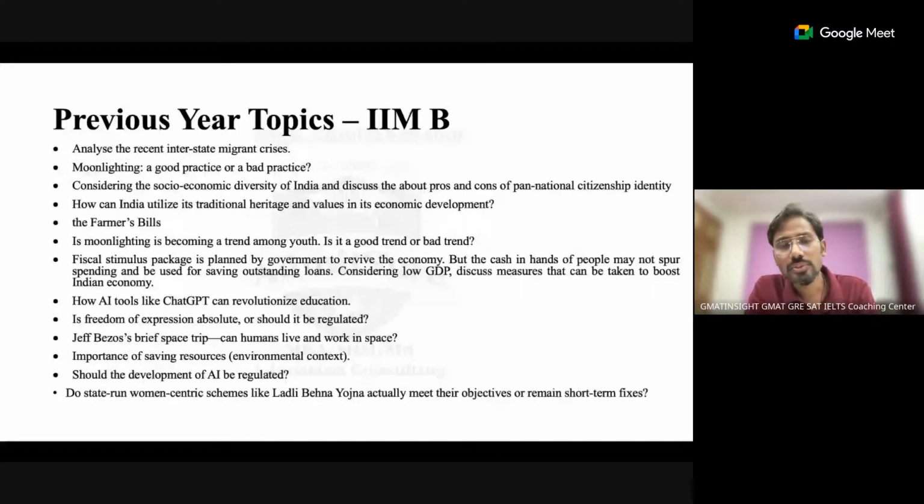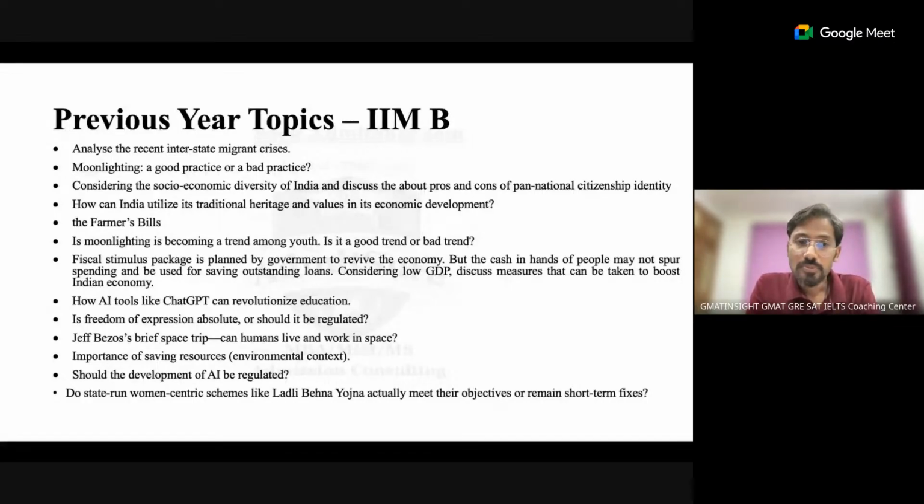The fourth is how can India utilize its traditional heritage and values in its economic development? The farmer bill, okay, moonlighting has already been covered. Fiscal stimulus passage, artificial intelligence. Even this year, there is a great possibility that some topics on artificial intelligence might come up in discussion, maybe in the interview, maybe in WAT. So please be aware of it. Understand what exactly is happening in the field of AI, what kind of mergers and acquisitions are happening. We should be aware of it.